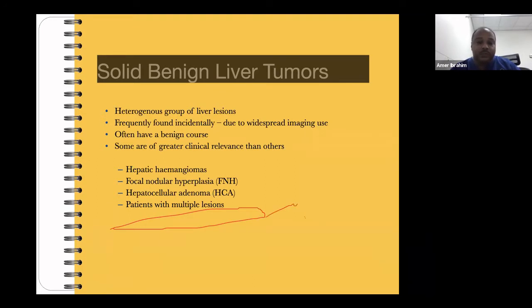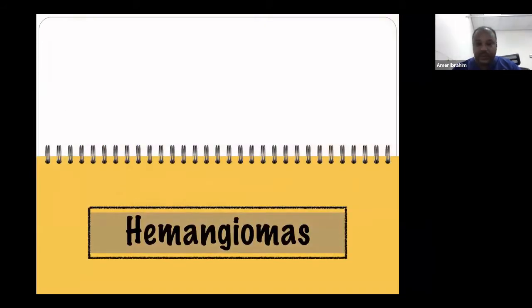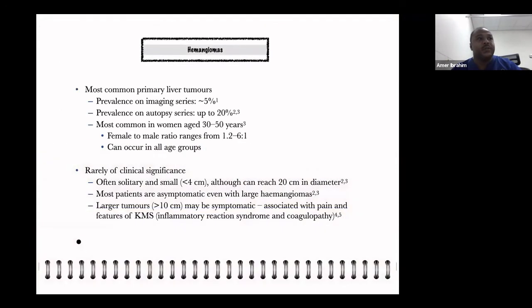There are 4 more common solid benign liver lesions that need to be discussed: the hepatic hemangiomas, focal nodular hyperplasia, hepatocellular adenoma, and the patient with multiple lesions. So let us start with the hemangioma as the first category. What is a hemangioma? It's the most common primary benign tumor that presents on radiological investigation, in about 5% of cases. In one autopsy series, they found hemangiomas in about 20% of cases.